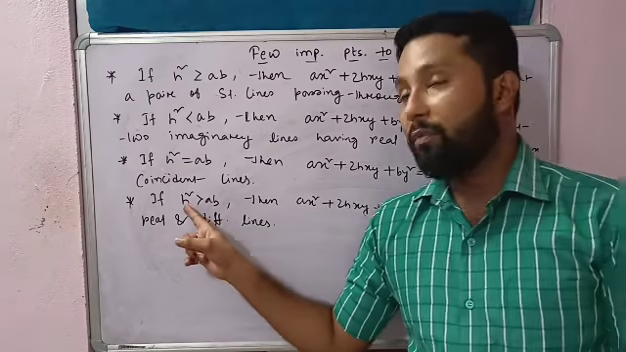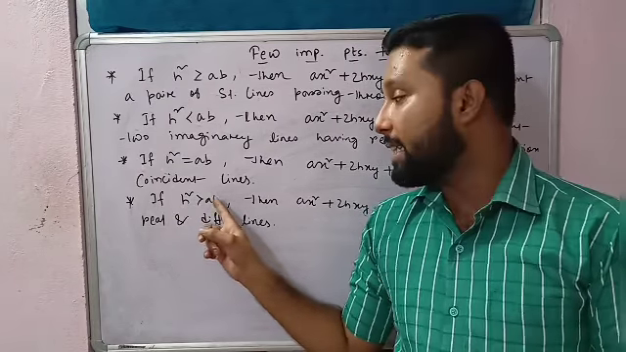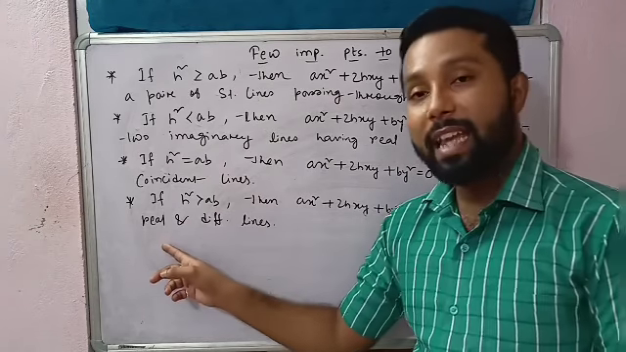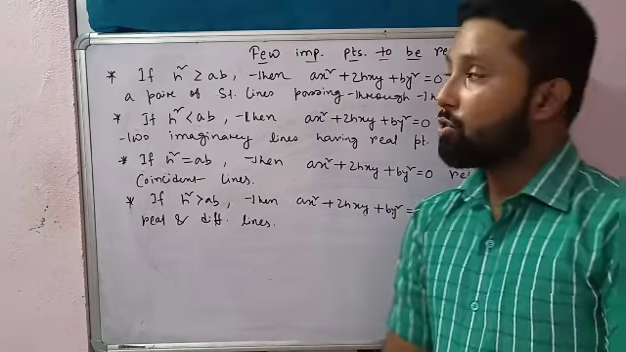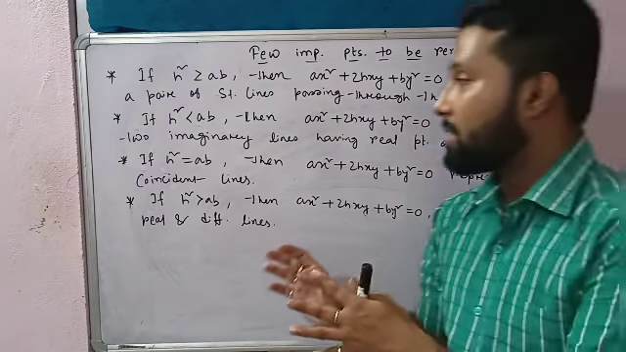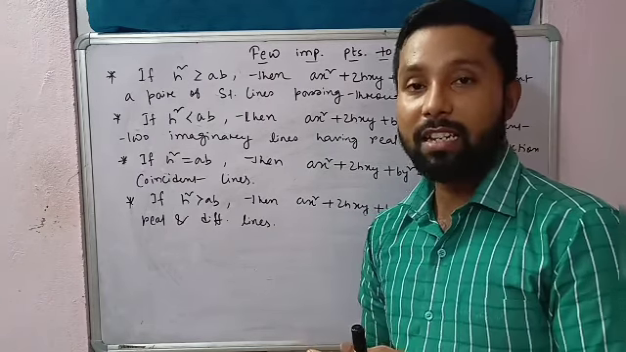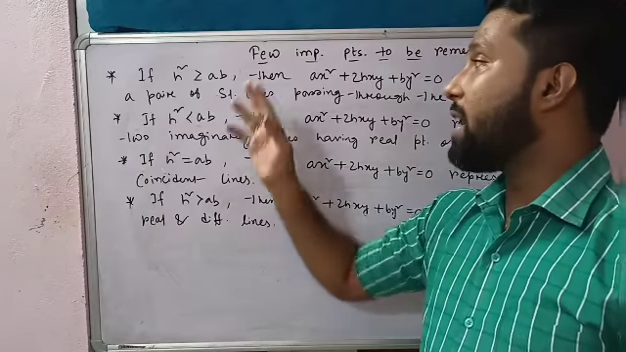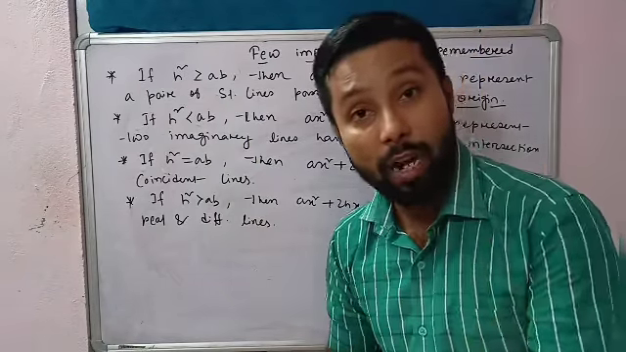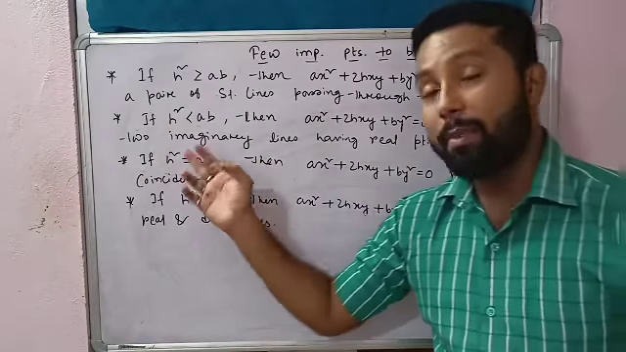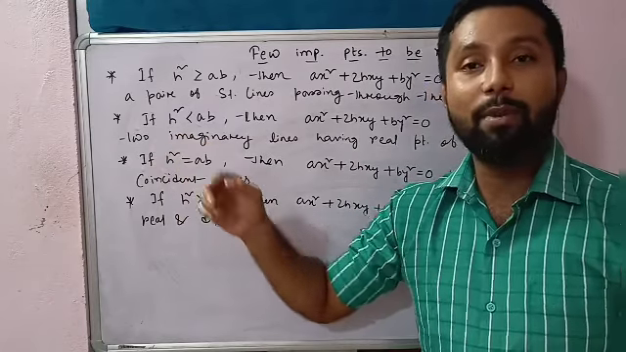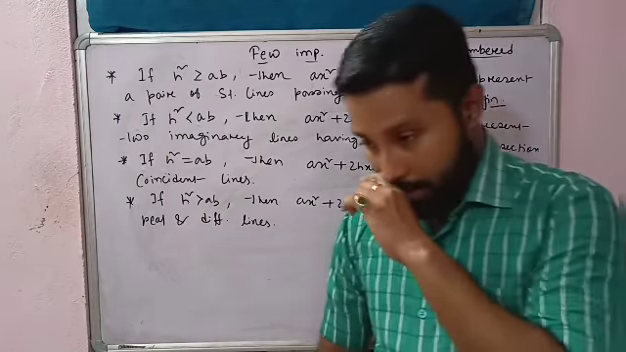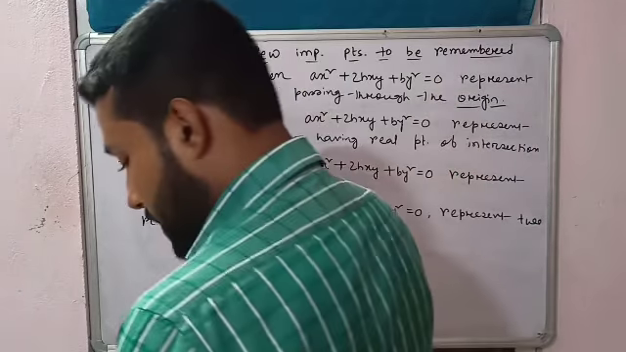Okay, if the value of h square is greater than AB, then the equation represents two real and different lines. So these are the conditions. Of course many conditions are there. So these are the important conditions you have to remember, right? h square greater than or equal to AB होने से क्या होगा condition? h square equal to AB होने से क्या होगा? h square less than AB होने से क्या होता है? या फिर h square greater than AB होने से क्या होता है? ठीक है?